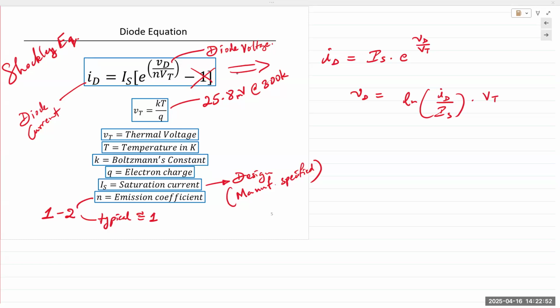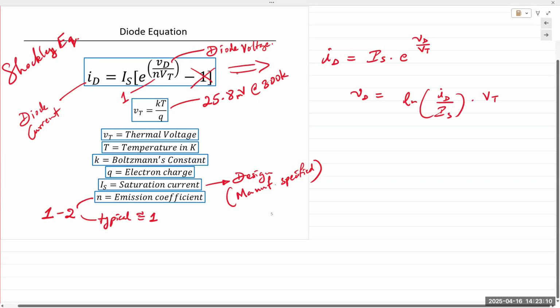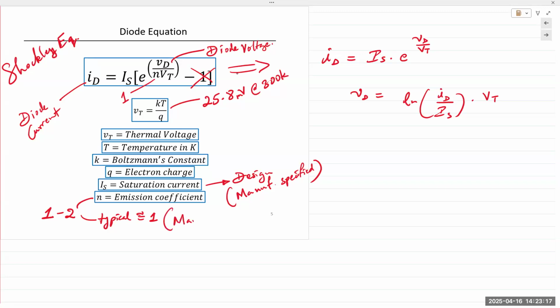Question being asked, is n equal to 1? Yes. That looks more like a 2. 1. It's describing the non-linearity of the diode device. That's again specified by the manufacturer. So this would also be manufacturer specified or provided. They would provide this on the data sheet.